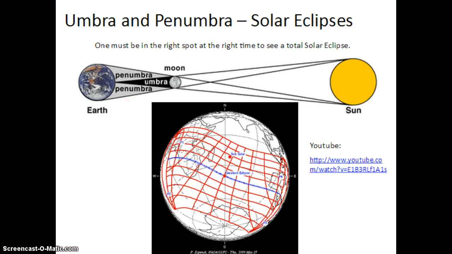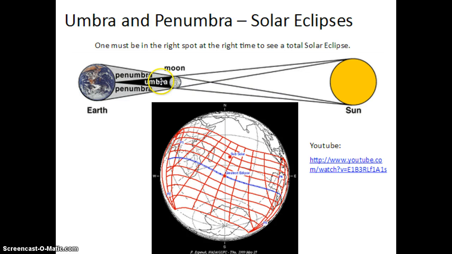Here we have a picture of a solar eclipse. One must be in the right spot at the right time to see a total solar eclipse. In this case, there are two terms that we're going to need to identify. If we recall from a prior lecture, the moon is at a 5-degree angle from the Earth-Sun plane, so every time it's in the new moon phase, it does not lead to a total solar eclipse. It's only on the rare occasion. But those are also predictable, and you can follow a lunar calendar to find one of those.